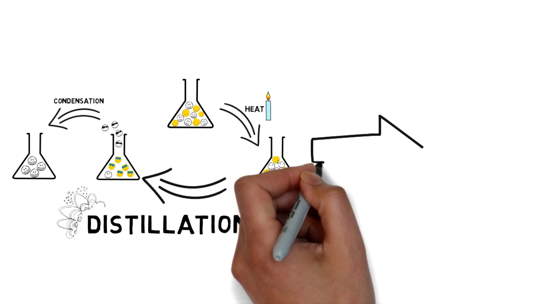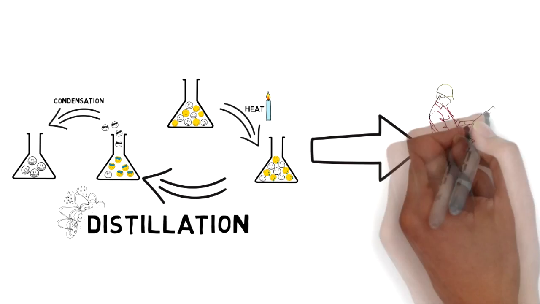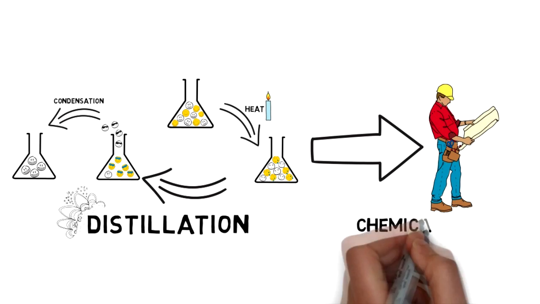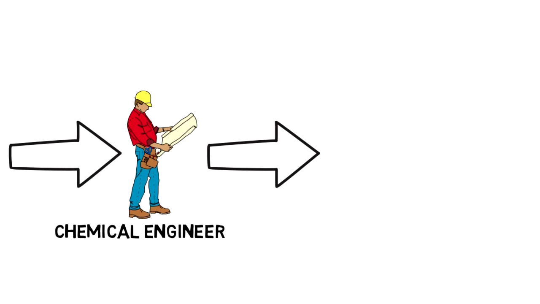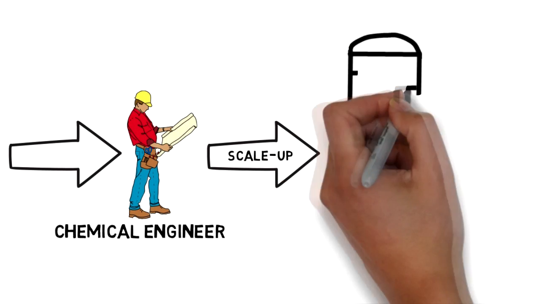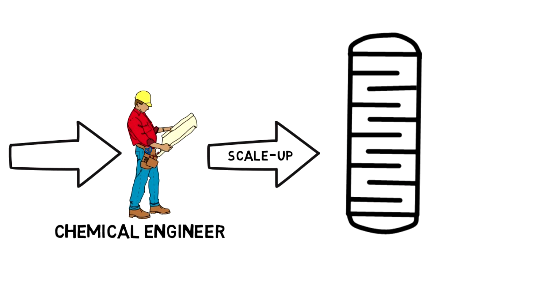This is distillation on a laboratory scale. As chemical engineers, we would like to produce that on a larger scale. We use a process called scaling up. And instead of a flask, we operate in a distillation column. Now let's talk about distillation columns.